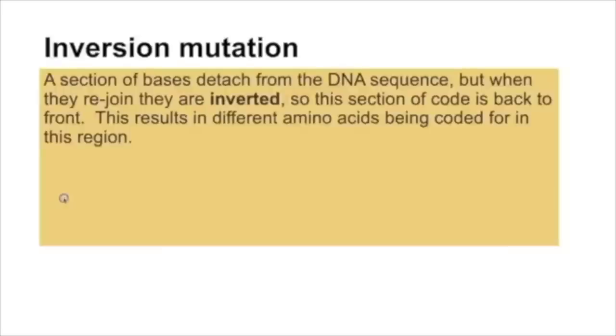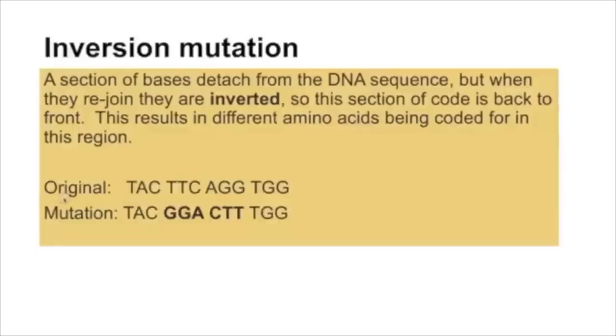An inversion mutation is when a section of the bases detaches from the DNA sequence, and when it rejoins, they are the other way round, so they're inverted. And that's what we can see here. This section, TTC-AGG, has been removed, but then when it was replaced, it's back to front, it's inverted. So that particular section of the DNA will now probably code for different amino acids, and therefore you'll have a very different primary structure.